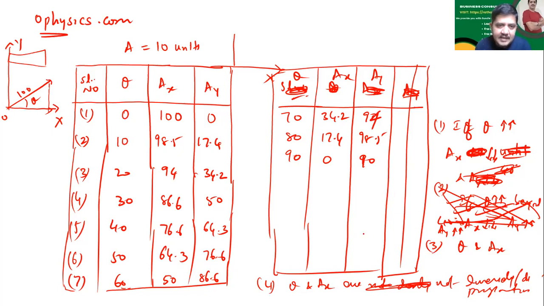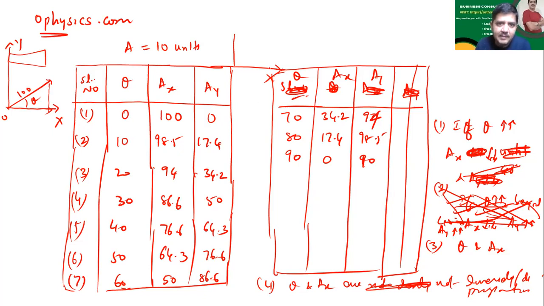Then, secondly, if you find out the relationship connecting theta and AX, many of them comment saying that they are inversely proportional. They are not inversely proportional. Remember this. Now, when do we say something is inversely proportional?